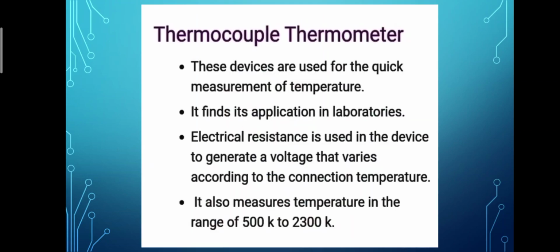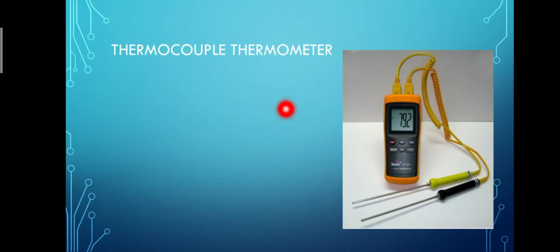Now, thermocouple thermometer. These devices are used for the quick measurement of temperature. It finds its application in laboratories. Electrical resistance is used in the device to generate a voltage that varies according to the connection temperature. It also measures temperature in the range of 500 Kelvin to 2300 Kelvin. It is a thermocouple thermometer.